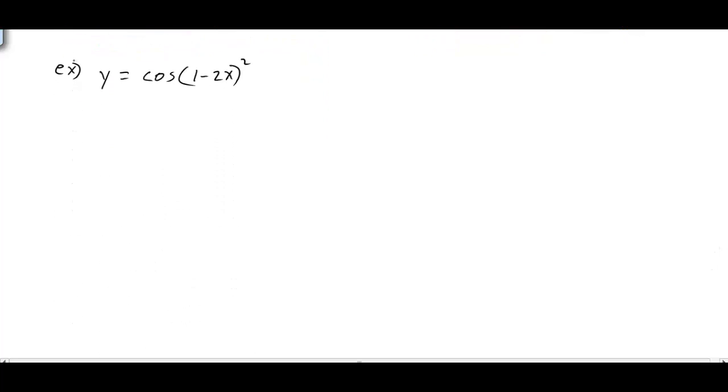Okay, and the next example we have here is dealing with our cosine function. And once again, if we were looking at the derivative of cosine of u, and again, u is a function of x. So if we take the derivative of our cosine function, we know that's going to be a negative sine u, but then we have to multiply this by u prime, the derivative of the inside.